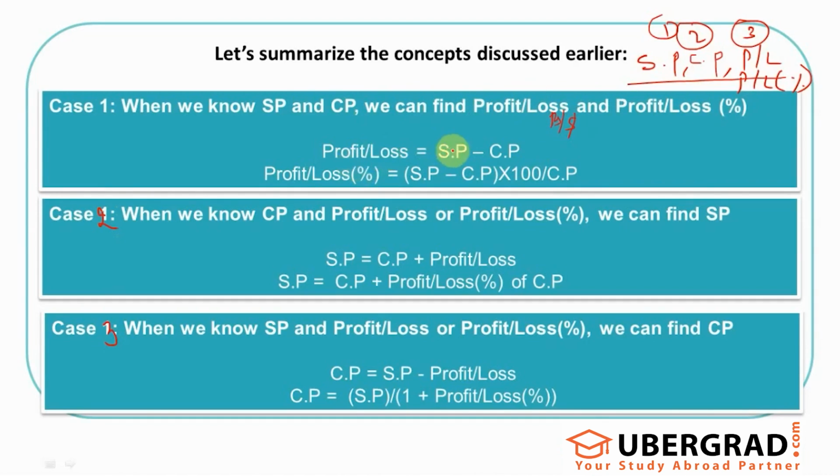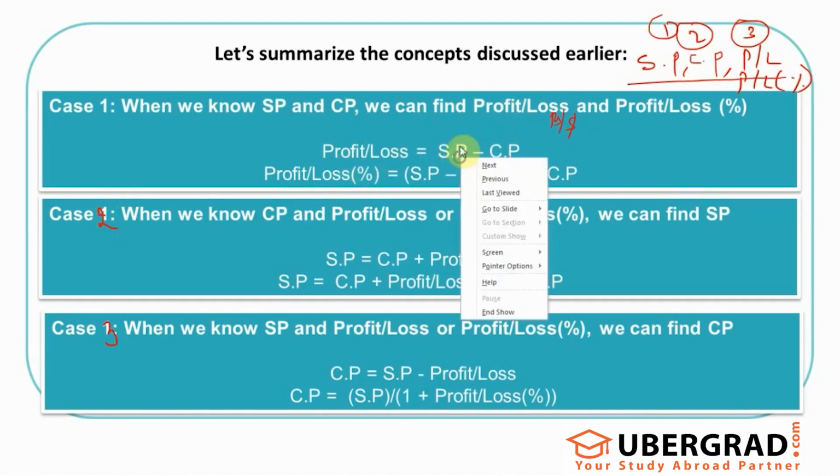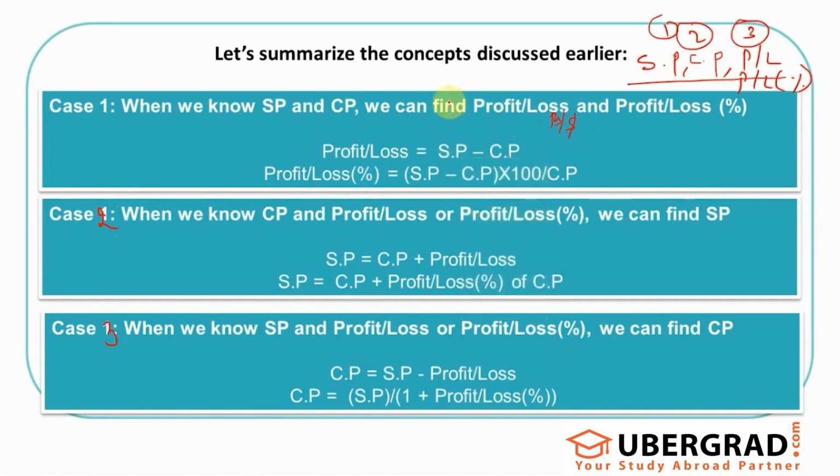The profit or loss formula is selling price minus cost price. If cost price is more than selling price, obviously I would get a loss, a negative value. If selling price is greater, I'll get a positive value, that's profit. The profit or loss percentage is selling price minus cost price, by cost price, into 100. So I can find it if I get information giving me selling price and cost price and ask me to find these parts. This is how I find it.